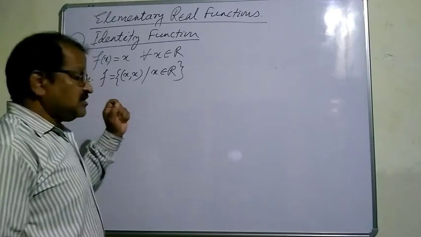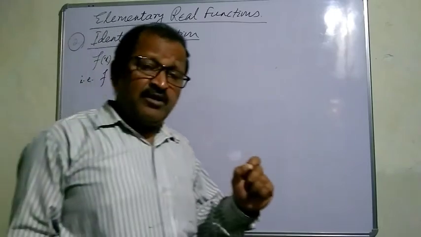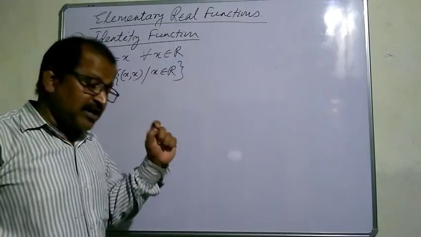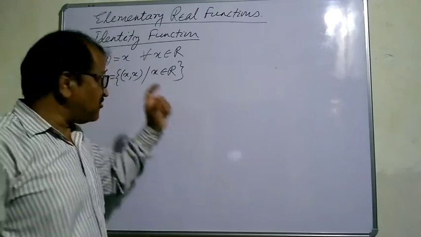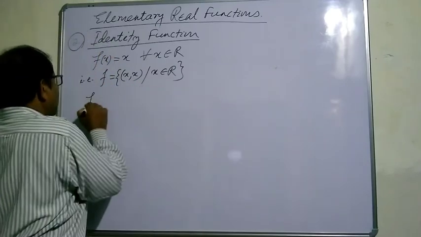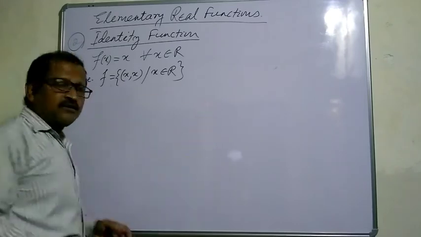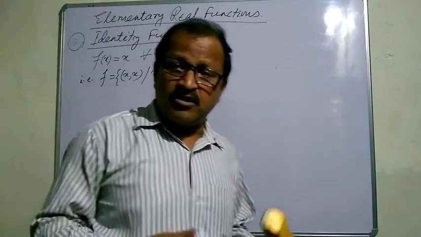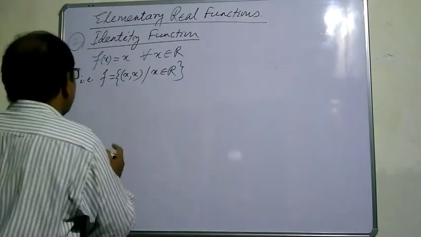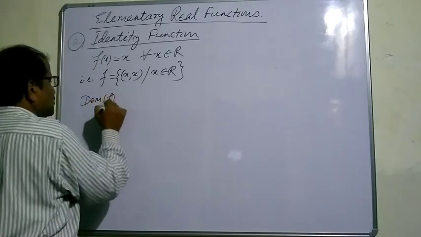Means, if the independent variable's value is 2, then the dependent variable's value will be 2. The functional value will be 2. That is f of 1. We'll discuss it later while we draw the graph. So let me know what is its domain, the domain of this function.